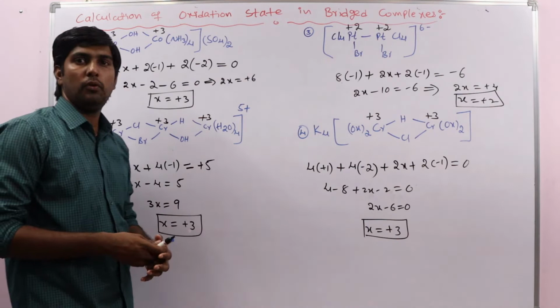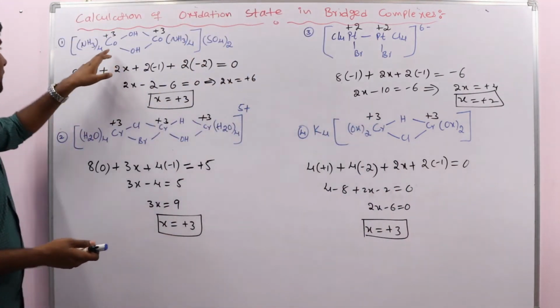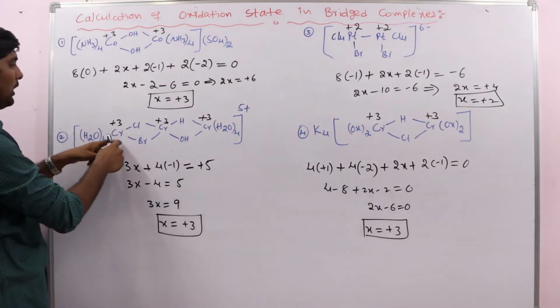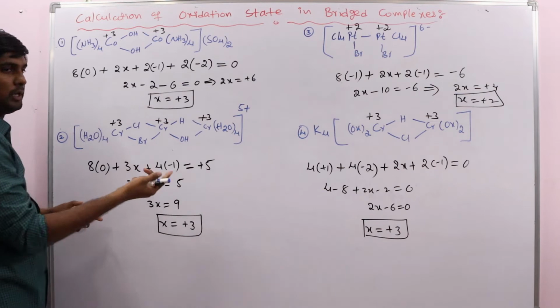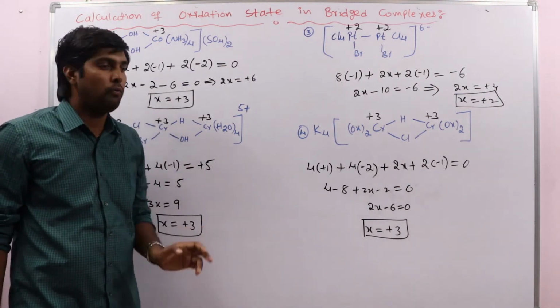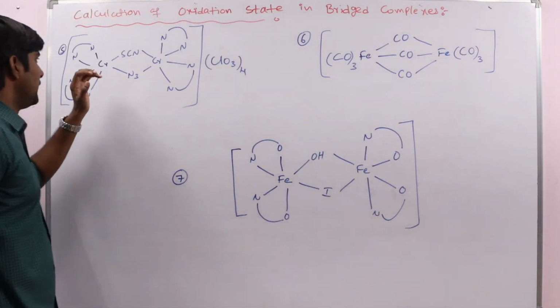Okay, if you have only one metal we get x. Okay, so here if you have two metals present in the complex we get 2x. If you have three metals present we get here 3x, whatever it may be, we get oxidation state of one metal. Okay, now let us see three more very important examples.